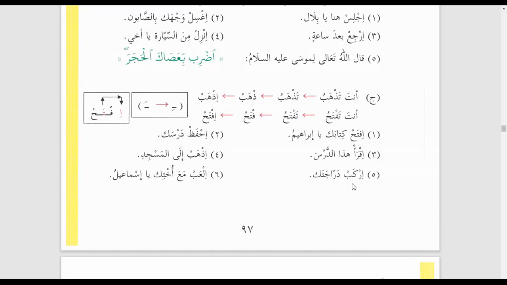As you can see here, all of them, for example iftah kitabaka, have fatha. Darsaka, fatha. Iqra hadha darsa ends with mansoob. And idhab, here it's ilal masjidi because we have harf jar. So that's why it is masjidi. And irkab darajataka, ride your bicycle. And il'ab ma ukhtika, here ukhti has kasra because of ma, and we know that ma is used both as a preposition and also as a dharf. Ukhtika ya Ismailu, play with your sister, O Ismail.